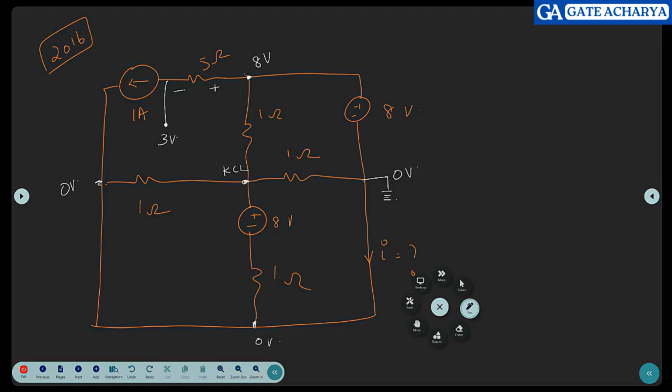Write a KCL. How will you write KCL at this node? Let us say this is Vx. I'll start with this branch, the current leaving the node.